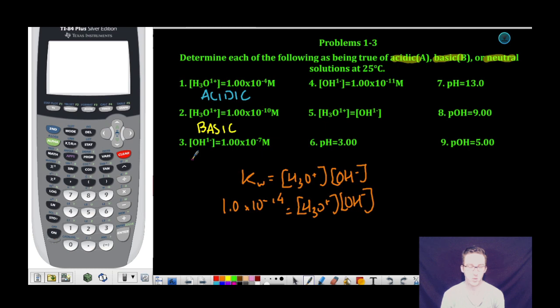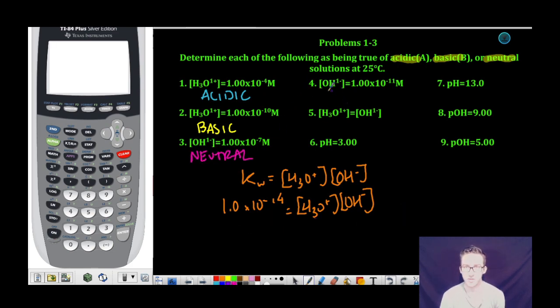Now, the next couple we're going to try without writing anything out, but again, come back to this idea of Kw relating the concentrations of hydronium ions and hydroxide ions. Hydroxide ion concentration of 1.0 times 10 to the negative 7. Well, if hydroxide ion concentration is 1.0 times 10 to the negative 7, and Kw is a constant, what must hydronium ion concentration be? It must also be 1 times 10 to the negative 7. Therefore, this is indicative of a neutral solution.